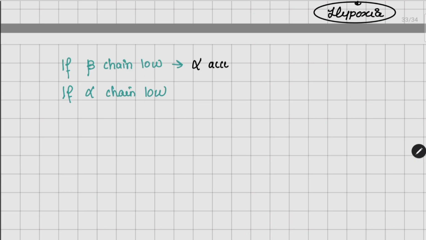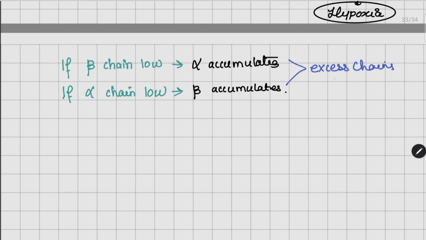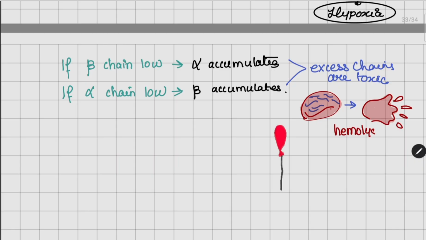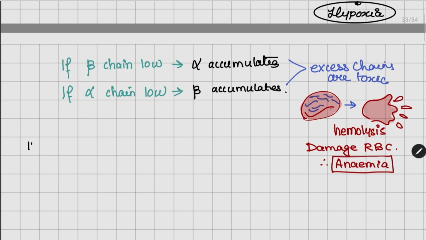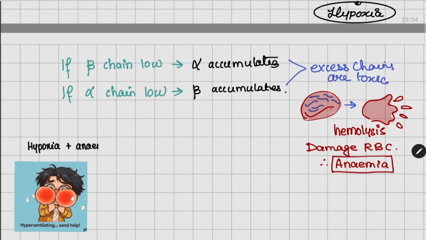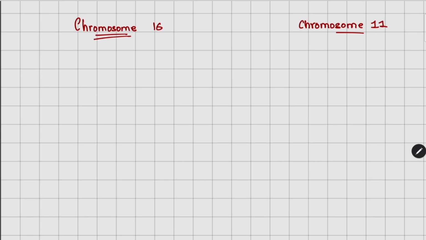Now, if beta chains are low, then alpha chains will accumulate, and if alpha chains are low, then beta chains will accumulate. Now, what happens is that excess number of chains are toxic. This deposition will lead to hemolysis, and it will damage the RBC, causing anemia. So the two important features of thalassemia are hypoxia and anemia. Now let's look into the genetic features.